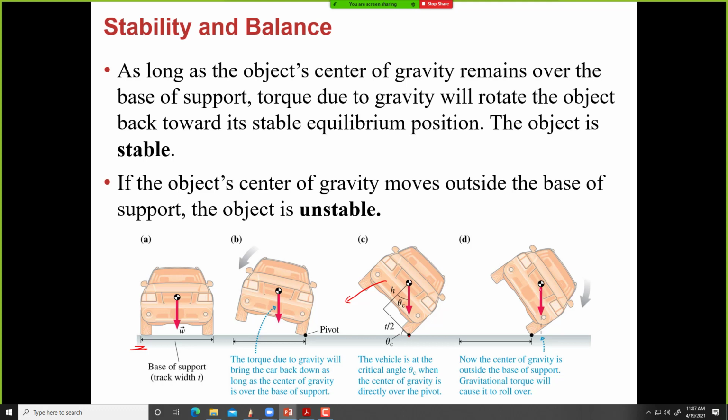Another case where your car rolls over is when this weight is outside this base of support. So this is the base of support, this length is the base of support. So you see here this weight is outside the base of support. In all these cases, the weight is still inside the base of support, inside the base of support, inside the base of support. But here it's outside the base of support. And once it's outside the base of support, it cannot go back to its stable state.